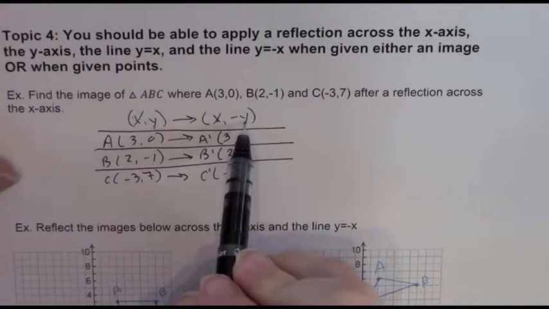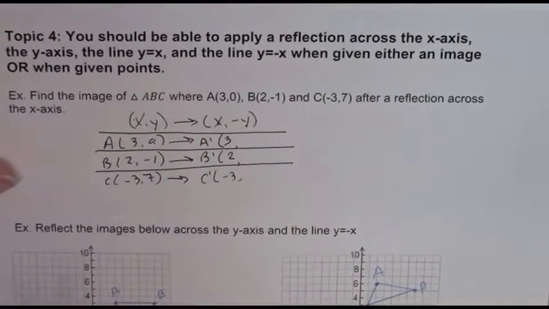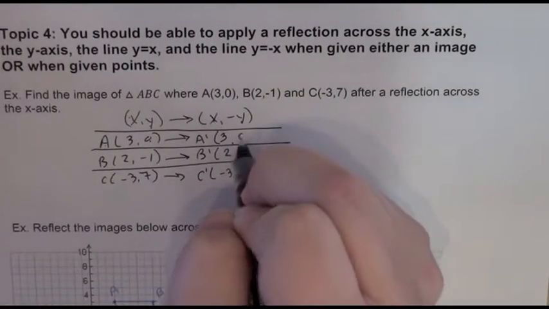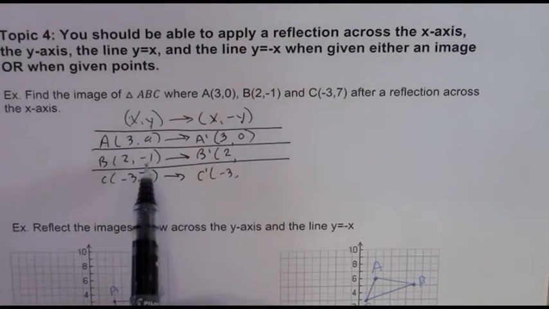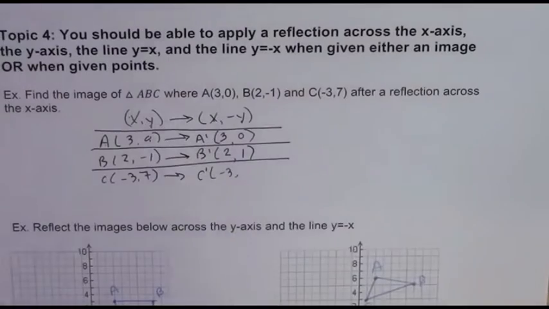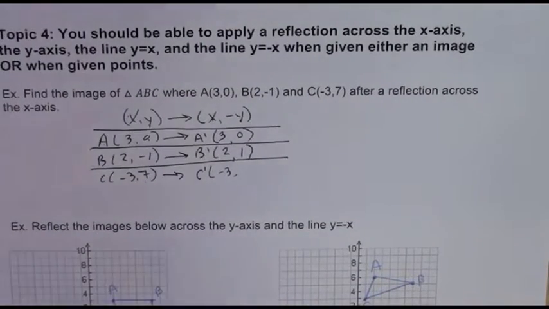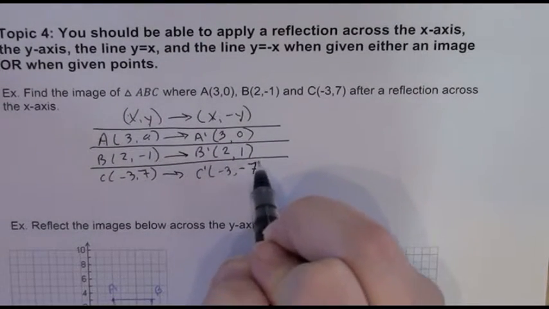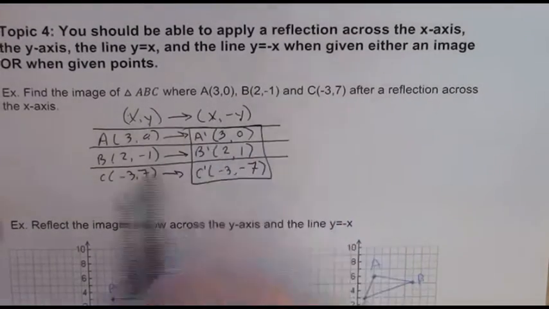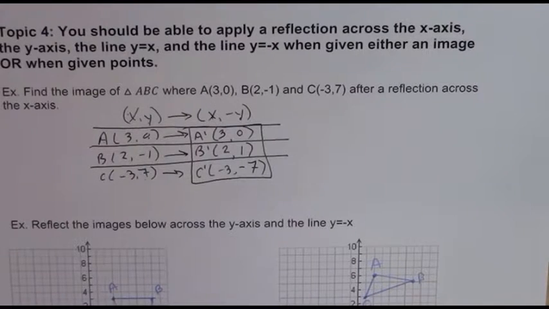However, the y values, notice y turns into negative y. That switches the sign. So 0 would turn into essentially negative 0, which is still 0. Negative 1, when you switch the sign, turns into a positive 1. And 7, when you switch the sign, turns into a negative 7. We have our A prime, B prime, and C prime right there. The x values stay the same. The y values, if they were positive, turn into negative, and if they were negative, turn into positive.